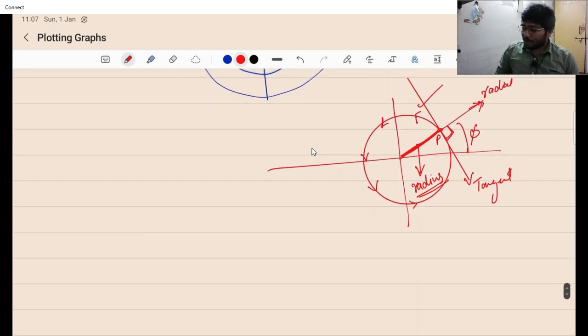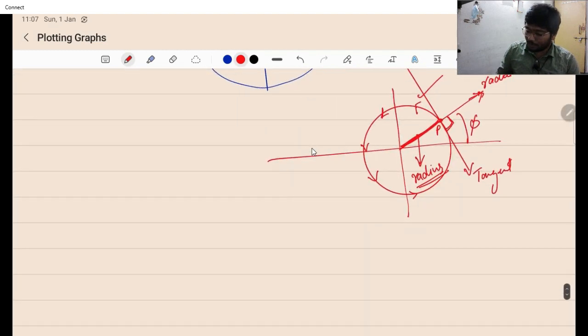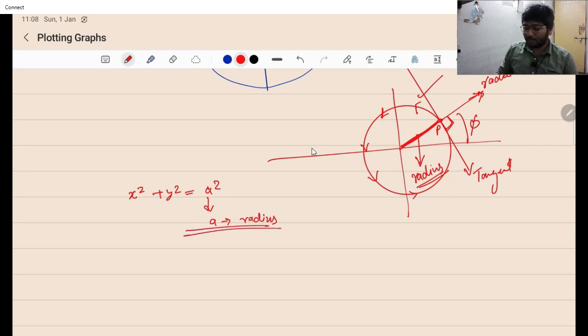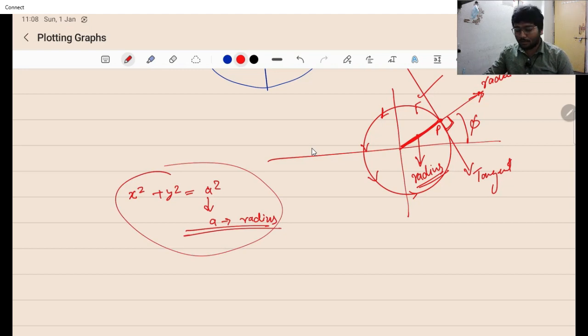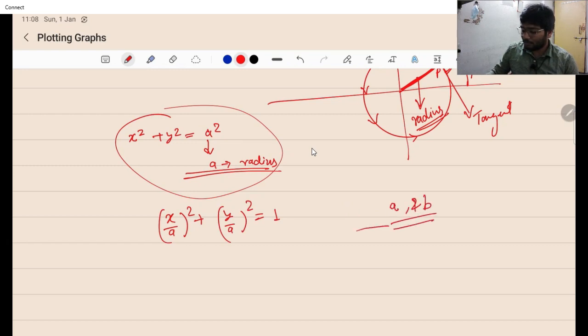Okay, so if we want to derive the equation for this, we know the equation for the circle from our 10 plus 2 knowledge: x square plus y square equals a square, where a is the radius, which is constant, right? This is also a special case of ovals, where you can write it in this form: (x by a) whole square plus (y by a) whole square equals 1. In the case of ovals there were two parameters a and b, here we make them equal.